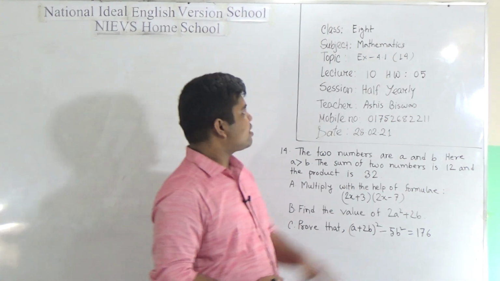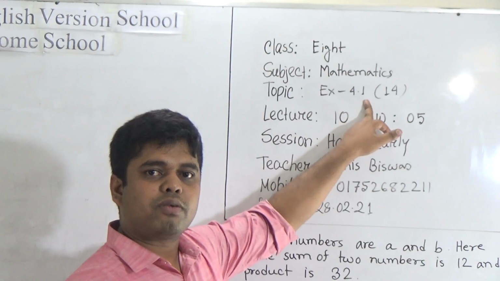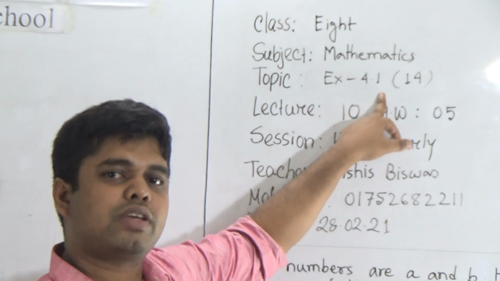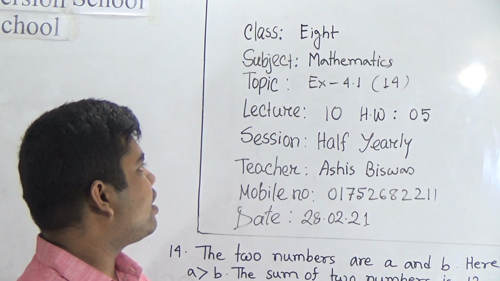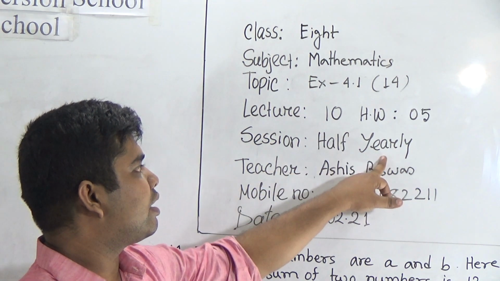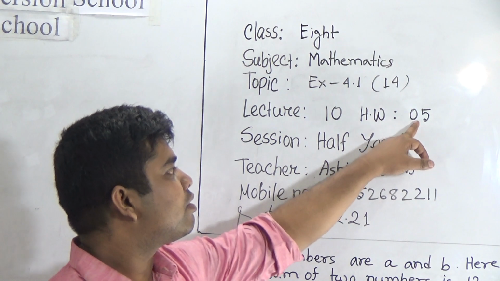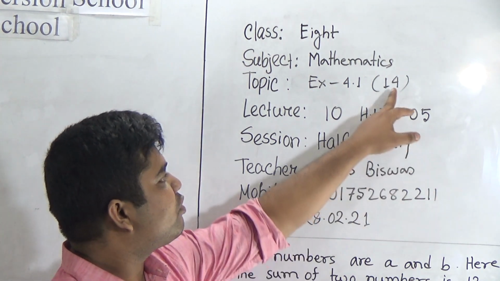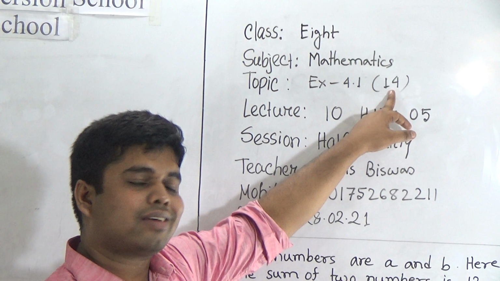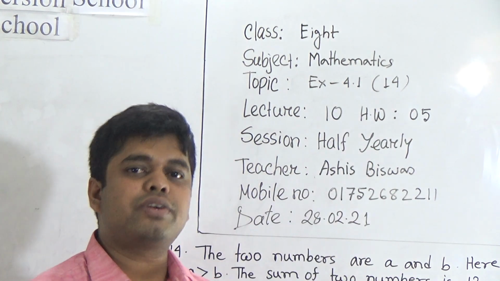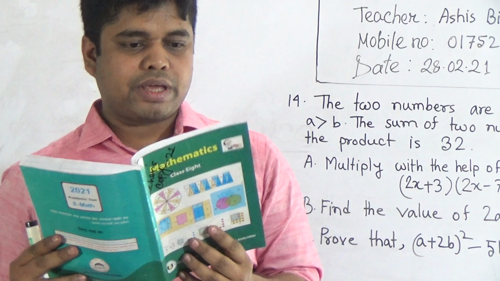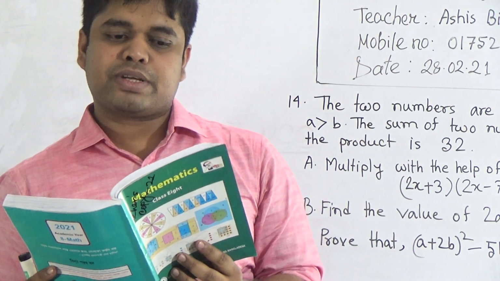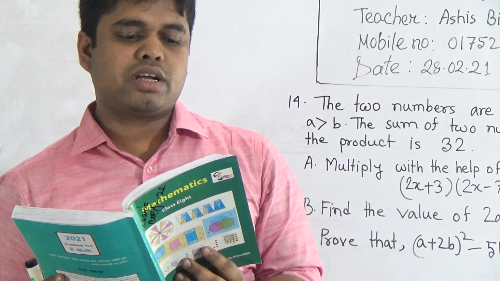Our today's topic is exercise 4.1. From 4.1 we shall solve a CQ, which is CQ number 14. Dear students, today is our lecture number 10 of half yearly and today's SW number will be 5. Question number 14 will be solved in our class as CW and it will also be your SW. So I hope you all have this book and open page number 56. From page number 56 we shall solve question number 14.